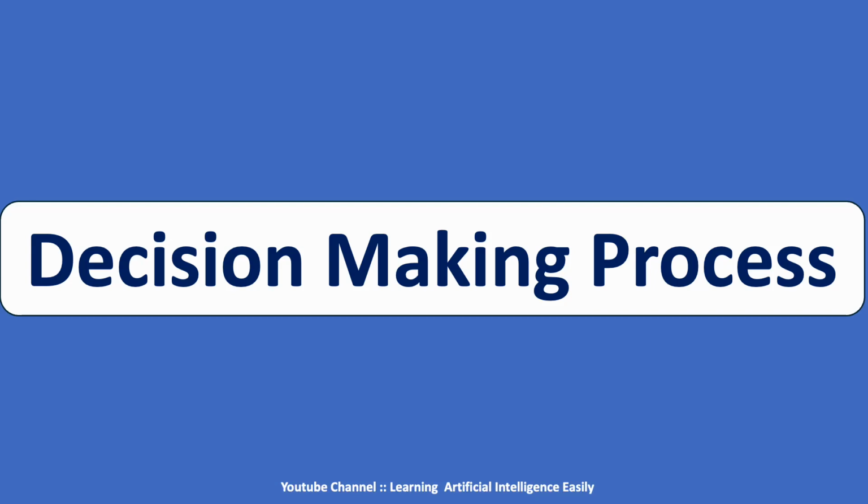Hello everyone. In this video, we'll be discussing more about the decision making process and how it is related to artificial intelligence. In other words, I will try to highlight the attributes due to which you can understand how the decision making process is actually used in artificial intelligence, especially to take decisions.